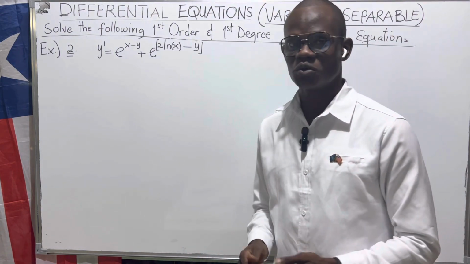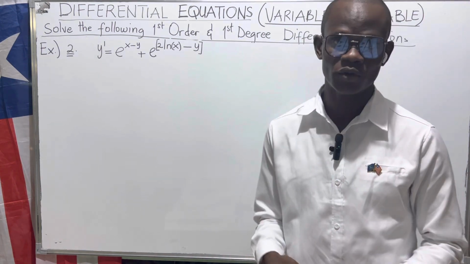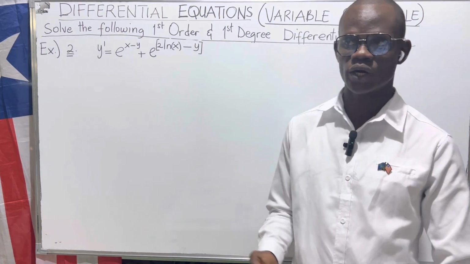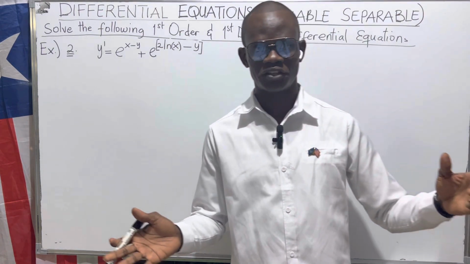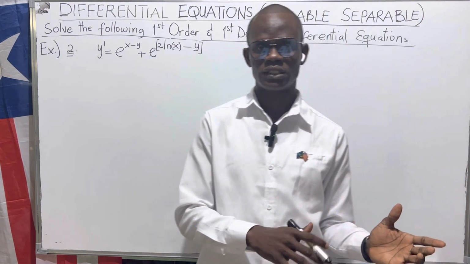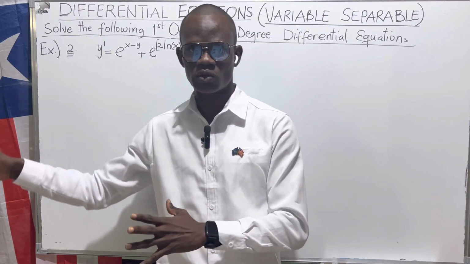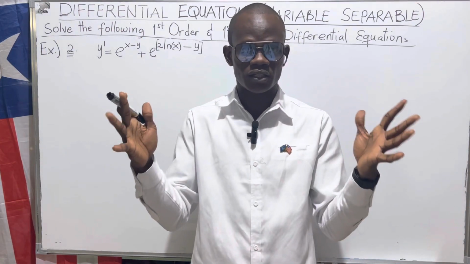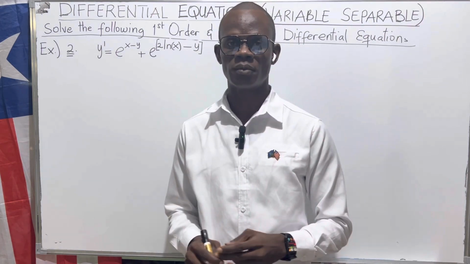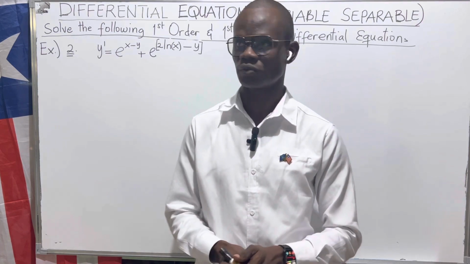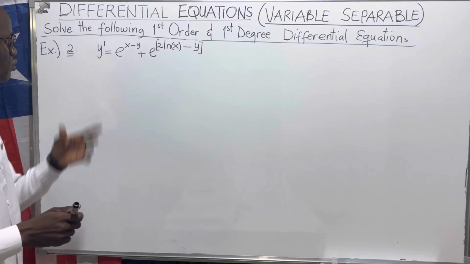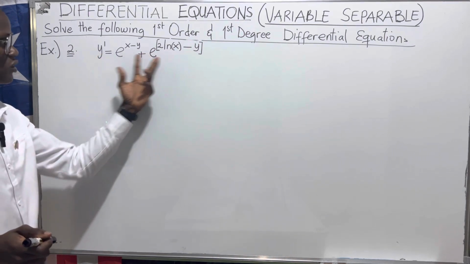In this lecture, we want to solve the second example under variable separable. So we said when you have a differential equation where all of the x variables can be written on one side of the equation, and the expressions with y variable can be written on the other side, it means you can apply the variable separable method to find a general solution. In the previous video, we did the first example. So we want to look at the second example of how we can find the general solution of this differential equation.